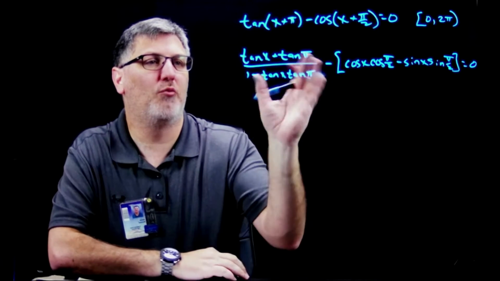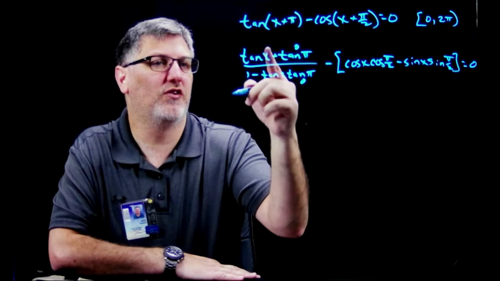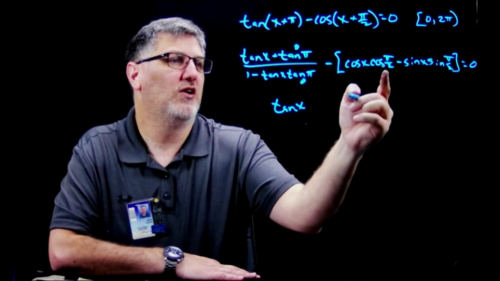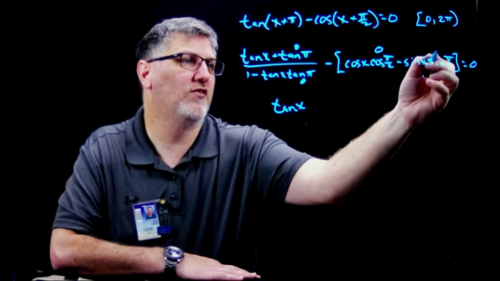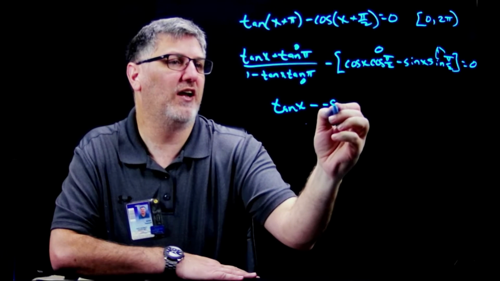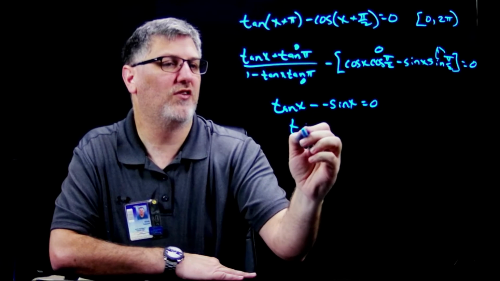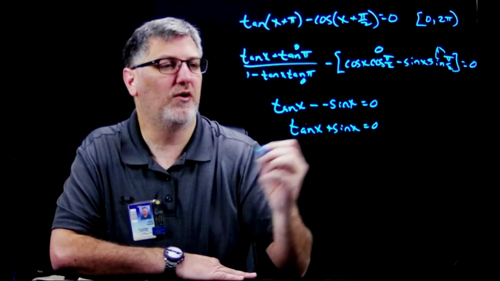Now I'm going to evaluate what I can and simplify this down. Well, tangent of pi is 0, so this whole thing comes down to just tangent of x. Cosine of pi/2 is 0, so that goes away. Sine of pi/2 is 1, so I don't have a minus, I have a negative sine of x equals 0. Well, this is just tangent of x plus sine of x equals 0.